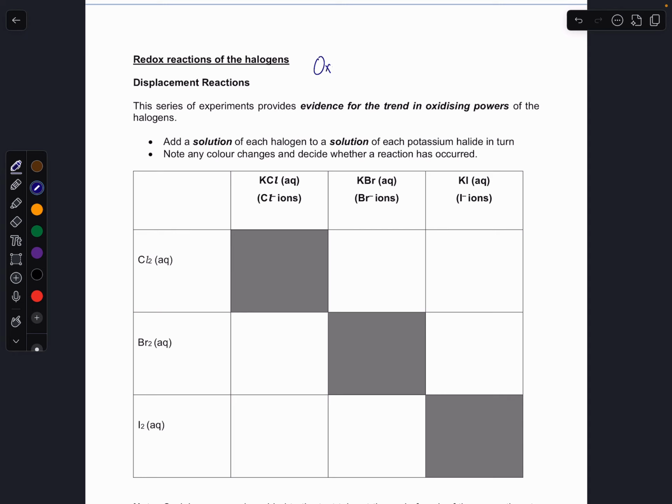So just a reminder that an oxidizing agent is an electron acceptor. So we're going to essentially look at how well the halogens, and these are the halogens on the left hand side, can accept electrons from the halide ions.